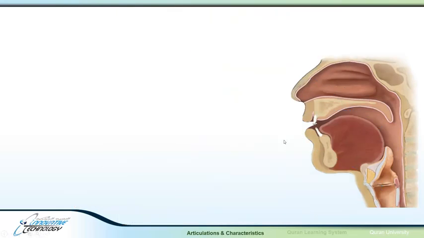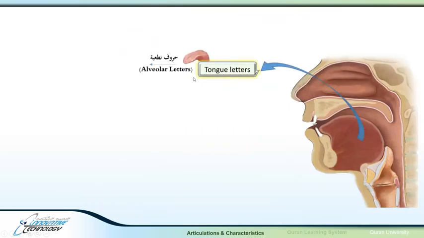Let us take 2 letters that share the same articulation point. For example, 2 tongue letters from the alveolar letters group. They share the same articulation zone here, where the tongue meets the front part of the ridged hard palate. We have the ت and ط.